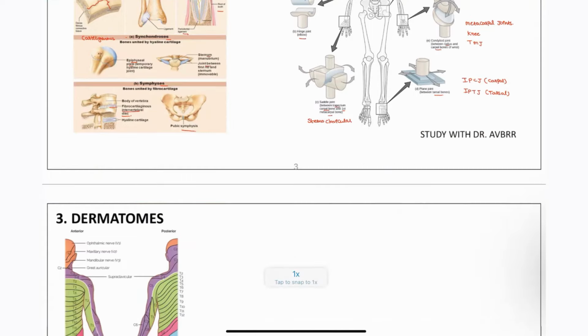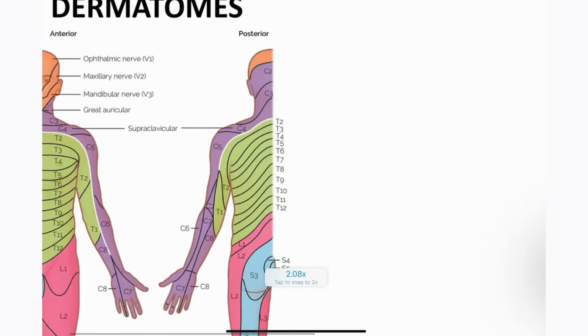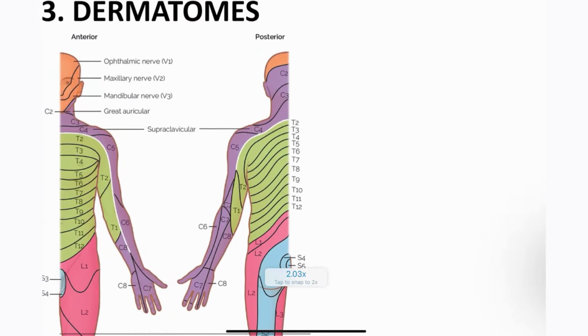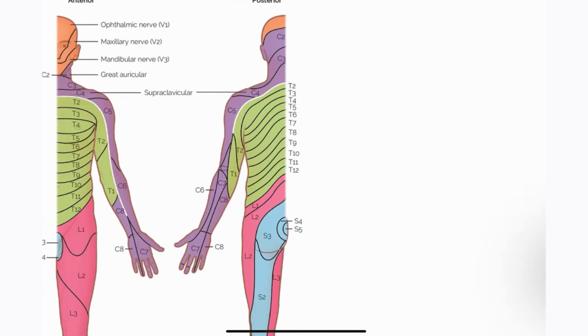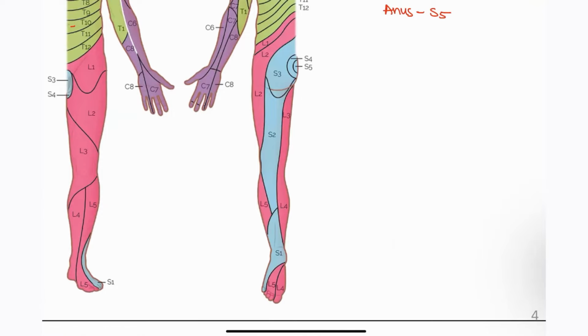Next, moving on to the dermatomes. The most important points in the dermatomes that you have to remember: what is the dermatome at the umbilicus? Here you can see T10 is for the umbilicus. Next, the anus: it is S5. Next, the big toe, which is L5.